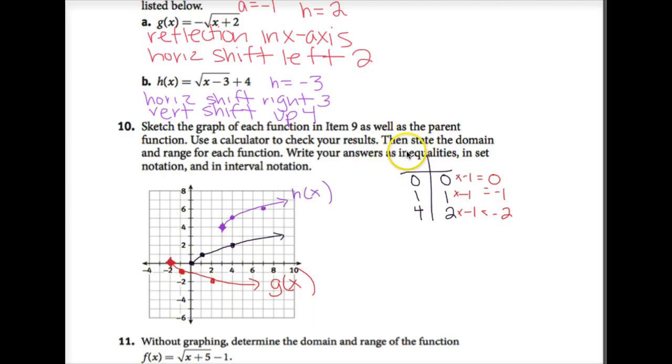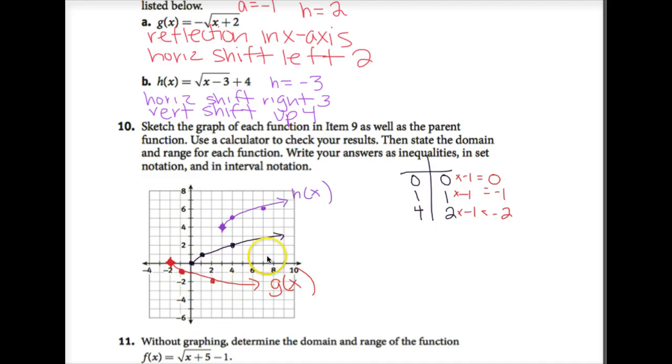It says to state the domain and range for each function. So for g of x, you can pick one notation. You don't have to do all three. Same thing in the homework. If it tells you to write it in all three notations, you can just pick one. That's perfectly fine. Also, you do not have to graph the parent every time in your homework, even if the directions tell you to. Because once we've graphed it once, we should know what it looks like.